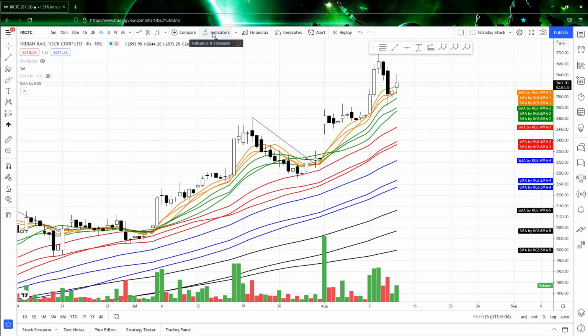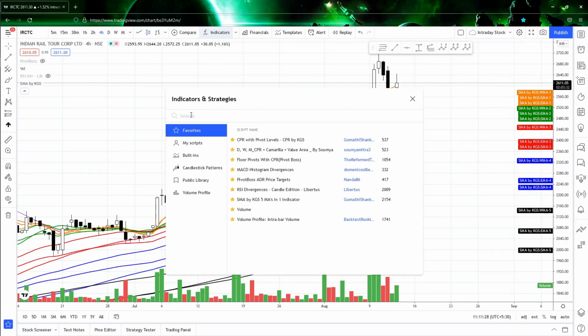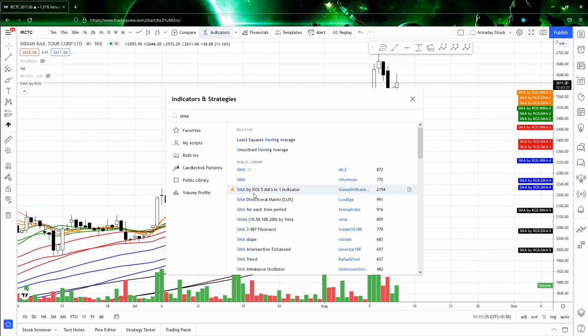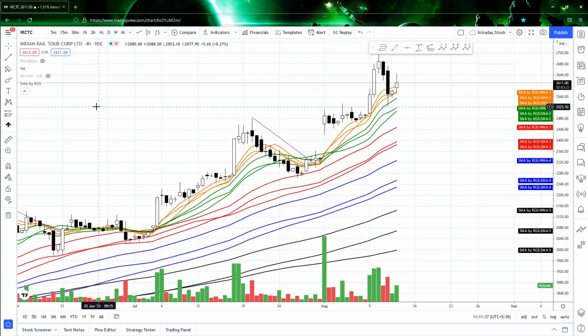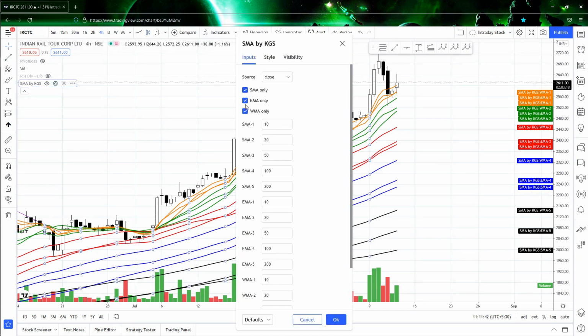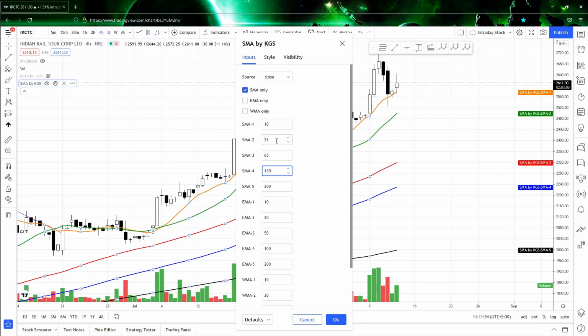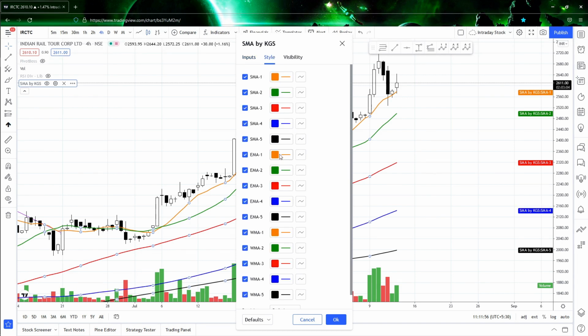You can search for moving average indicator, moving average itself over here, or you can search for SMA. So you will get SMA by kg is 5 ms in one indicator. Try to choose that, and if you go to settings over here, inside the settings you will have all three selected. Try to select only SMA, and you will have the values which you want to prefer. So as said in that video, I prefer 10, 21, 65, 130 and 200, and you can also choose the color which you want. I would like to have the same colors whatever has been given.